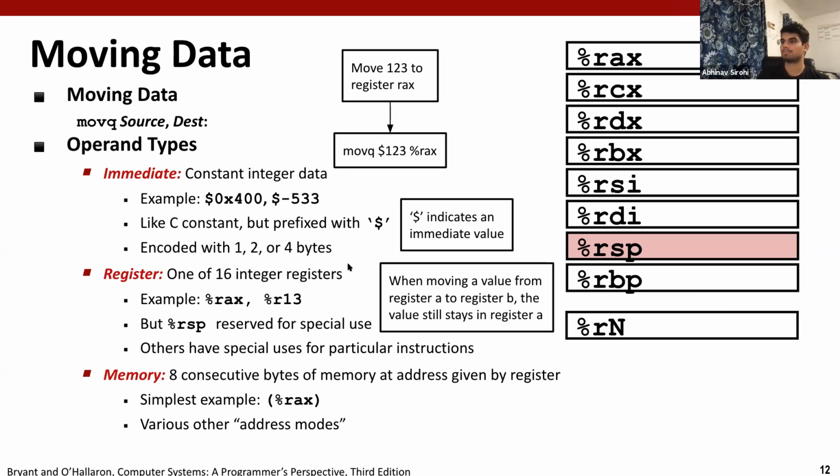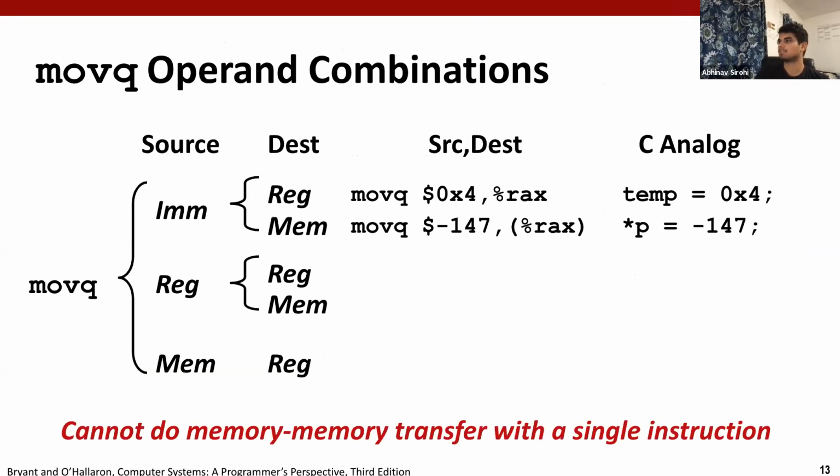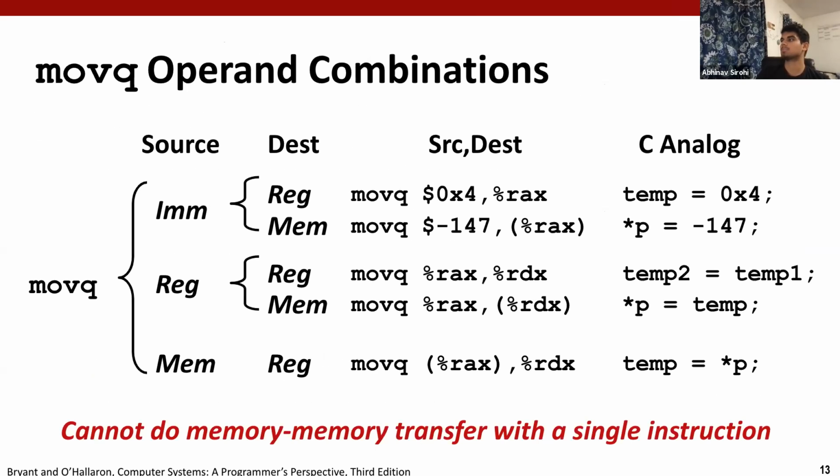We can also move things between registers. We have a bunch of different ways to move things here. This is moving immediate values, such as this value here. This isn't hexadecimal, but it could be written in any base. And then we have the negative 147. You see here that the %rax is not surrounded by parentheses, but here it is surrounded by parentheses.